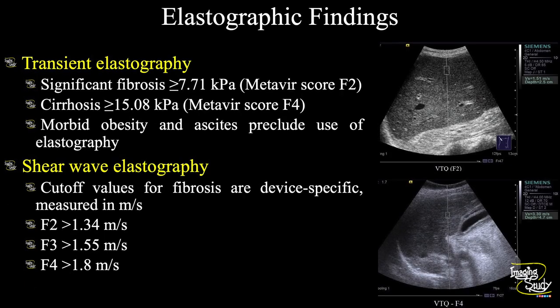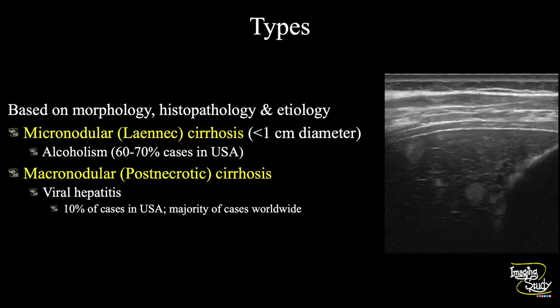If you're a person to do elastography, then on transient elastography, you will get more than 7.71 kilopascal for significant fibrosis and more than 15.08 kilopascal for cirrhosis. For shear elastography, it is quite device specific and measured in meter per second. Cirrhosis of liver is usually classified into 2 types, micronodular and macronodular. In case of micronodules, you will get less than 1 cm sized nodules, which is commonly seen in alcoholic patients. And in case of viral hepatitis, you will get the macronodular variety.